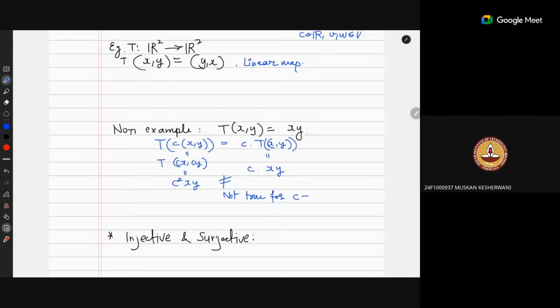So why C square? What is T of (Cx, Cy)? Like if you take common, then C will come out. No. You apply this map. Now this is the definition of the function. Both coordinates are getting multiplied under this function. So I think on the right hand side it should be C square, right? Rather than the left hand side. No.